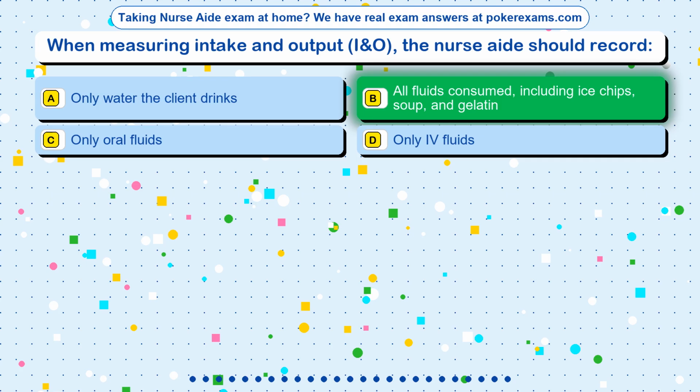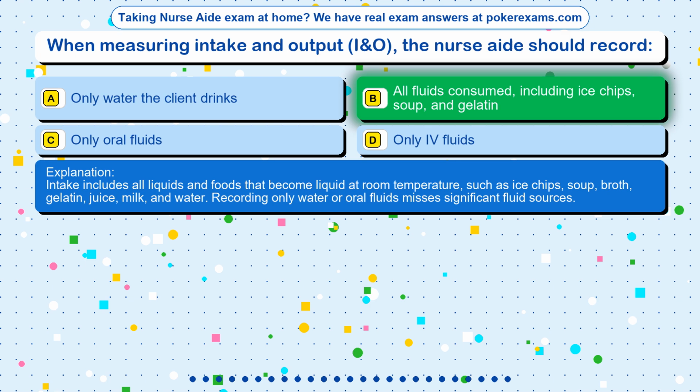The correct answer is option B, all fluids consumed, including ice chips, soup, and gelatin. Intake includes all liquids and foods that become liquid at room temperature, such as ice chips, soup, broth, gelatin, juice, milk, and water. Recording only water or oral fluids misses significant fluid sources.